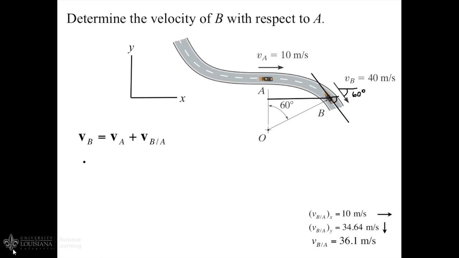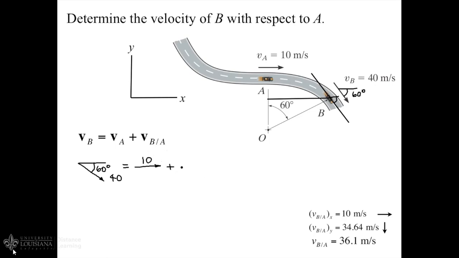First off, let me put in our V sub B. As we stated, this angle is 60 degrees. And of course, the magnitude of the vector is 40 meters per second. Now we set that equal to V of A. There we have a horizontal velocity, and it's moving at 10. And finally, we have our two unknown vector components for V of B with respect to A.